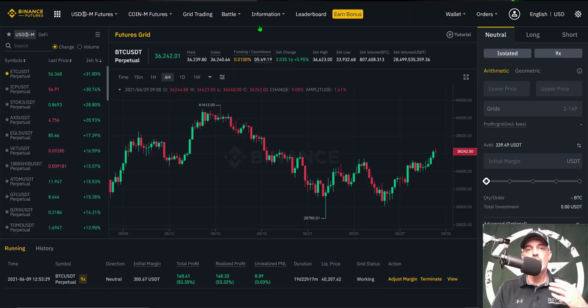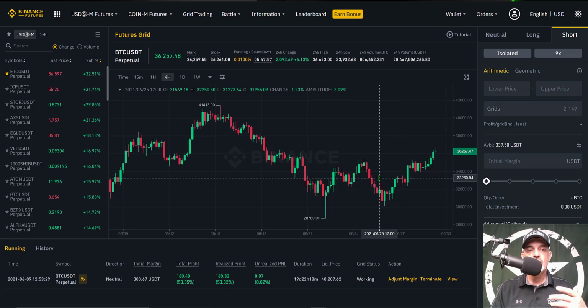And that will land us over on the Futures Grid Bot dashboard. And as you can see over here on the right, you could deploy a neutral, long, or short bot from this dashboard. Now, I'm not going to get into the details of how to deploy a bot in this particular video, but I will drop down in the description of this video a link to the video where I did actually configure this bot and deploy it. So you could give that a click and check out how to actually configure one of these grid bots.